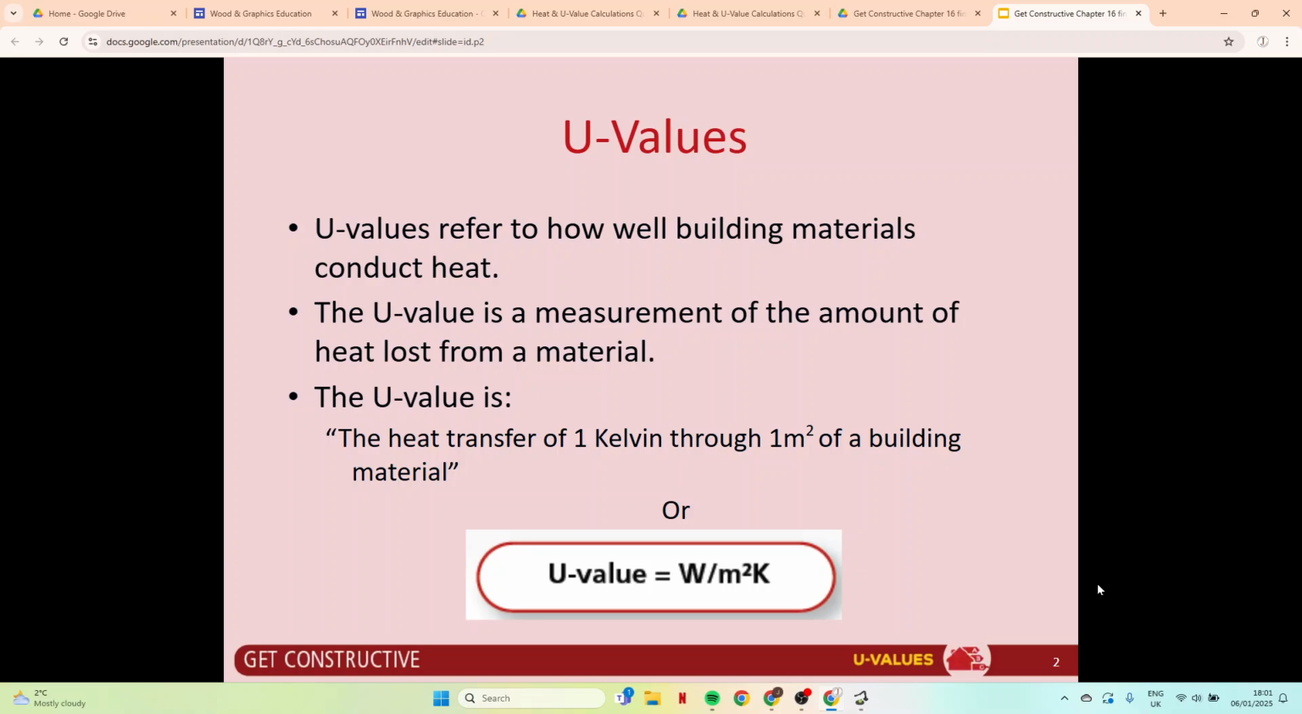In Irish legislation, there is a certain amount of U value that each building must hit. Okay, it's a maximum requirement. Can it be lower? Yes. That's what we're going to look at in a minute. What a U value is?